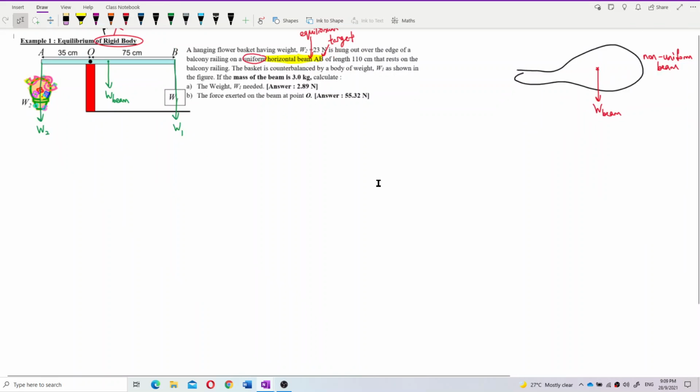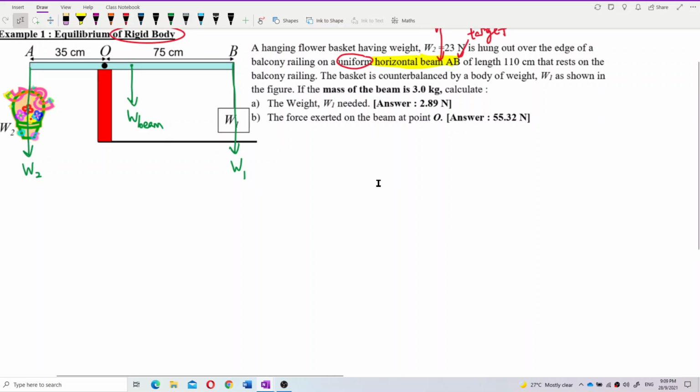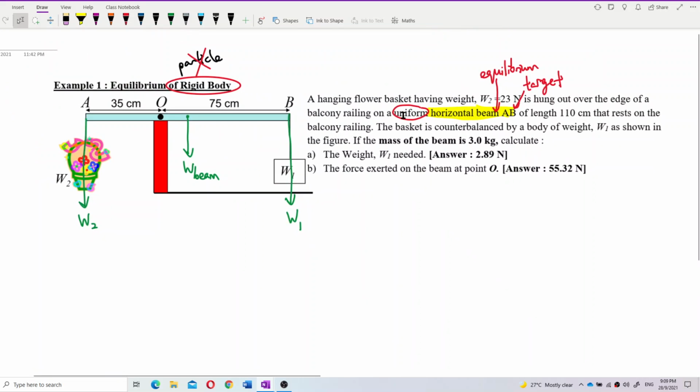Okay, let us continue. So this is a uniform beam, so the weight of the beam must be at the center. Okay, we can say this is at the center. And he also says the whole beam is 110 cm. So since the weight of the beam is at the center, that means it divides the whole length by half.